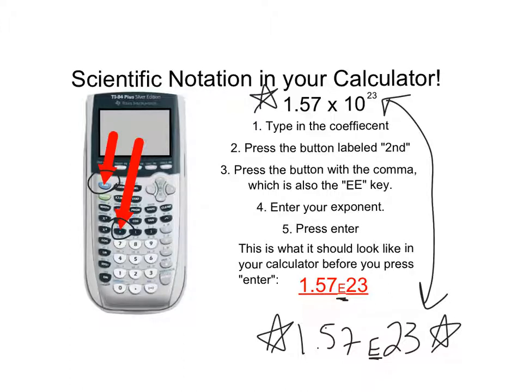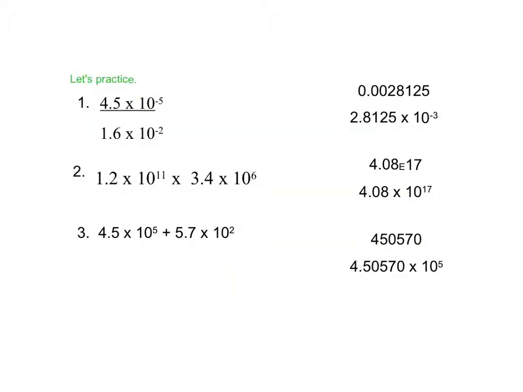If you want to get all 100% of the credit, when your calculator spits out that 1.57 E23 or whatever the scientific notation number is, you need to transcribe that into actual scientific notation. These are some examples of the calculations that you're going to have to be able to do. I highly, highly, highly recommend that you get your calculator out right now and start practicing typing in these numbers into your calculator. Okay?